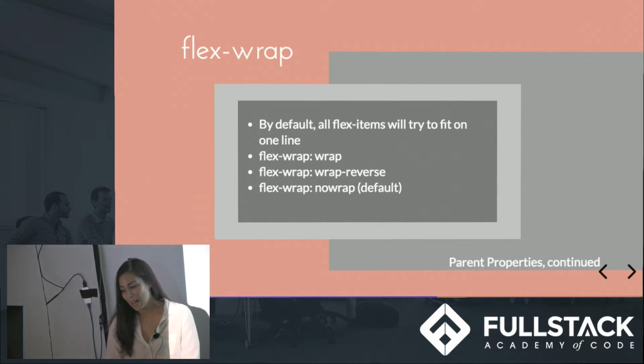Flex wrap is the last parent property I will share with you. By default, flex items will all try to fit onto one line. You can change that and allow the items to wrap as needed with this property. Setting it to wrap will cause the items to wrap onto multiple lines from top to bottom. Setting flex wrap to wrap reverse will cause flex items to wrap onto multiple lines from bottom to top.